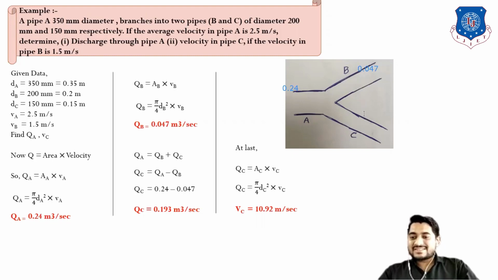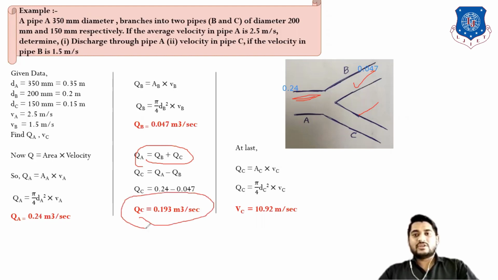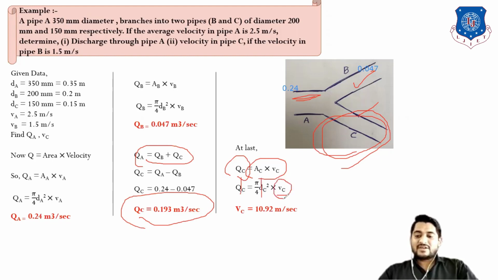So what will be the discharge in pipe number C? We have to subtract the discharge of B from the discharge of A, the total discharge. So total discharge QA is equal to QB plus QC, so QC is equal to QA minus QB. So QC is equal to 0.193 meter cube per second. But we have to find the velocity in this direction. So QC is equal to area into velocity. Here QC is already known and pi by 4 d square is already known, so we can find the velocity by this method. Clear?